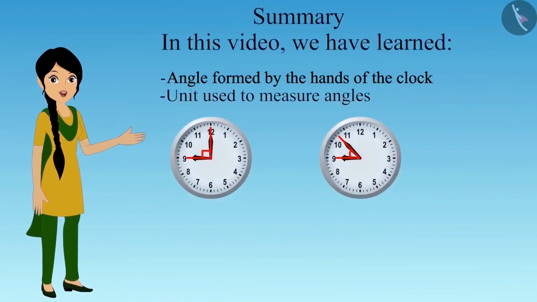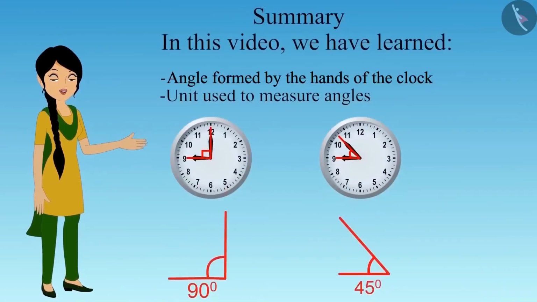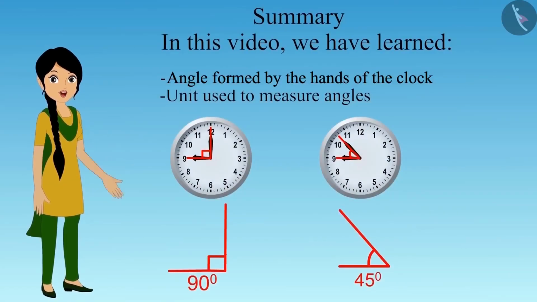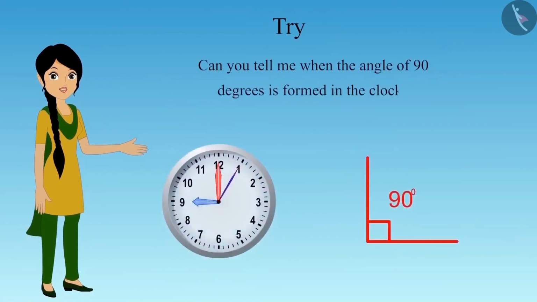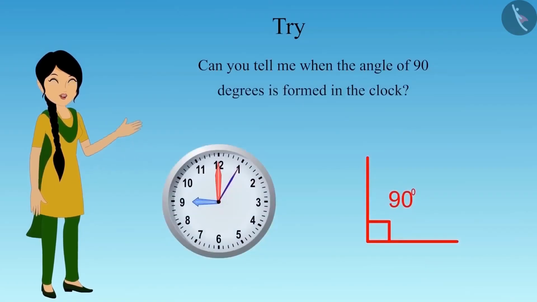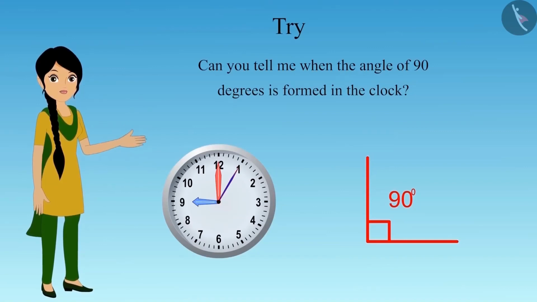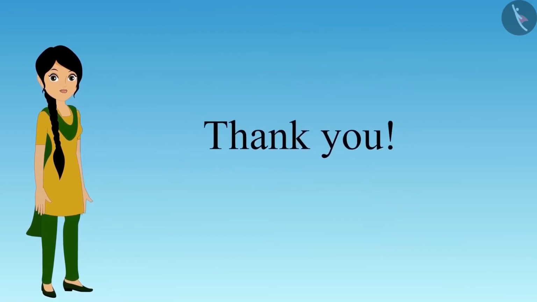In this video, we have learned about the angles formed by the hands of the clock and the unit used to measure angles, that is degree. Can you tell me when the angle of 90 degrees is formed in the clock? Think for a while. We will discuss this in detail in the next video. In the next video, we will see some interesting examples of angles formed in the clock.